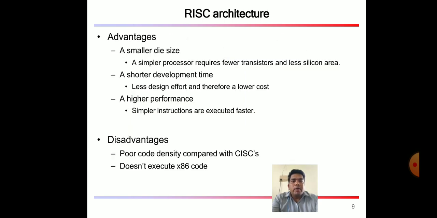And these are the advantages of RISC architecture. Coming to the advantages, the first advantage is a smaller die size. A simpler processor requires fewer transistors and less silicon area. The next one is a shorter development time, that is, less design effort and therefore low cost. We can easily design RISC and therefore the low cost.